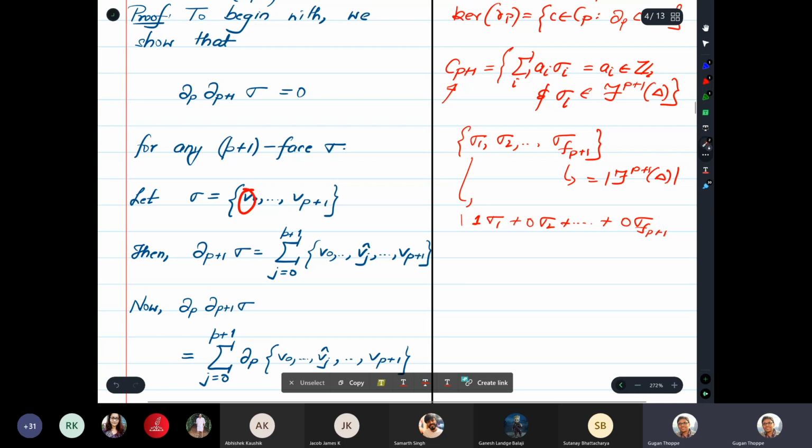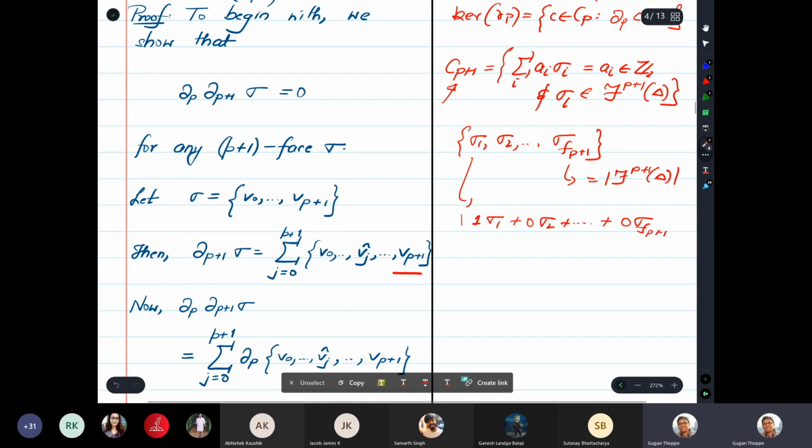So since there is V0 over here, I hope you agree that the total number of vertices in sigma is P plus 2. Now if I apply this ∂_{P+1} operator on sigma, I hope you agree that I will end up with this sum over here. The sum on the right, I hope you agree, is a P chain. It is a P chain because it's a formal sum of P faces.